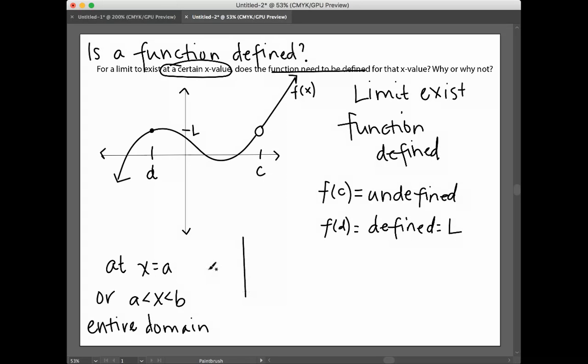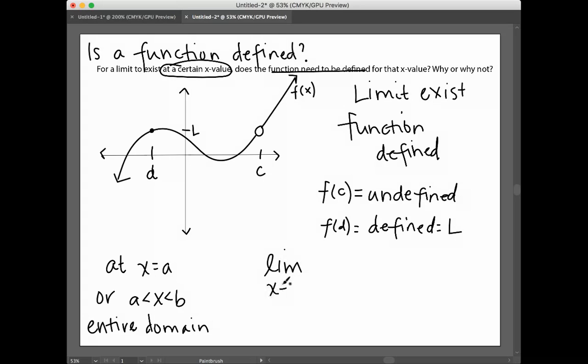Another way a function is undefined is if there is an asymptote. So if you had a function that looks like this one over here with an asymptote right here at c, this function would also be undefined. So that's what it means for a function to be undefined. And again, we speak at each point in particular. Now on this graph, the function is defined from c to infinity and from negative infinity to c, but it's undefined right at c.